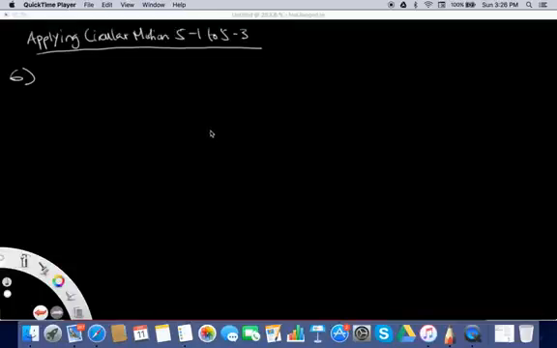Hey AP Physics 1. Today we're going to be applying our understanding of the characteristics and principles of circular motion into real life problems, and using those principles that we've learned and applying them to some circular motion type questions. All right, so without further ado, let's get started.